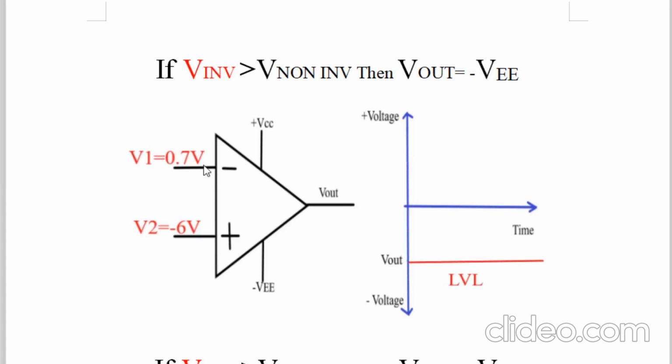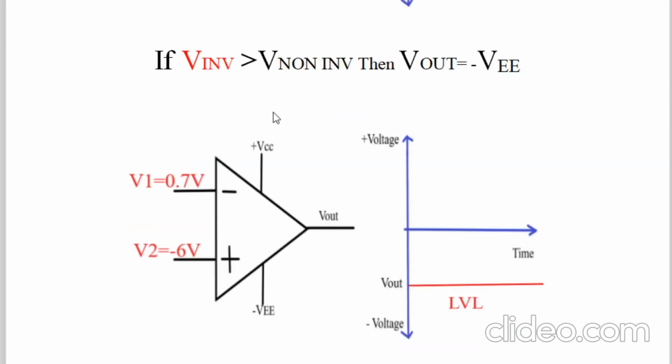What is the voltage at inverting? 0.7 volt. What is the voltage at non-inverting? Minus 6 volt. See here the minus sign. So minus 6 volt is below 0, much more negative, and 0.7 is above 0, positive. So this voltage is greater. Therefore, the output of the op-amp is in LVL, low voltage level, that is LVL equal to minus VEE. So this is simple. Next, if opposite, V inverting is less than V non-inverting.